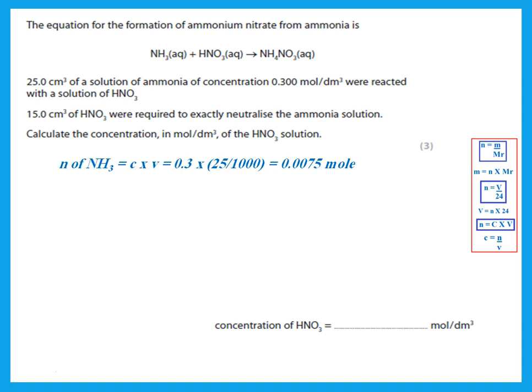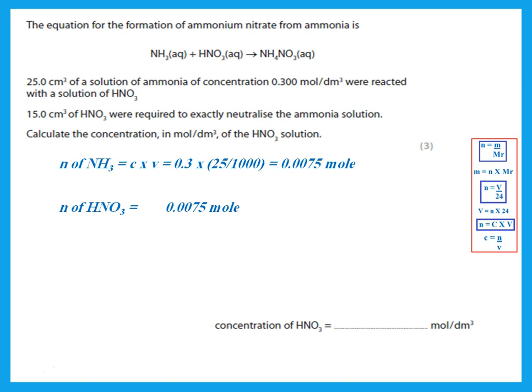Number of moles is concentration times volume. So the 0.3 times the volume divided by 1,000 gives me the number of moles of ammonia. Then he's asking about what? Nitric acid. I look at the equation. Can you see the equation? 1 mole of ammonia reacts with 1 mole of nitric acid, and that means the number of moles of nitric acid is the same as ammonia.